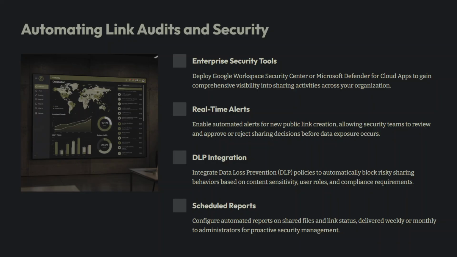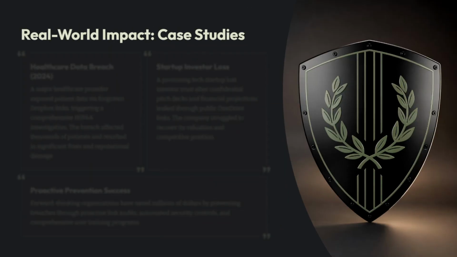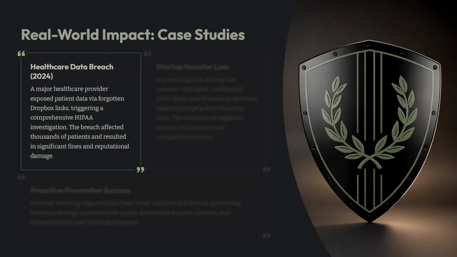We started with the theoretical danger. Let's end with the concrete financial and regulatory impact. What are the tangible examples that show why this matters right now? The consequences are comprehensive. Look at the healthcare data breach case from 2024. A major healthcare provider exposed hypersensitive patient data via forgotten Dropbox links. Because those links were dormant in public for so long, a pure demonstration of that perpetual access risk, it led to a comprehensive federal investigation, significant fines, and just massive reputational damage.